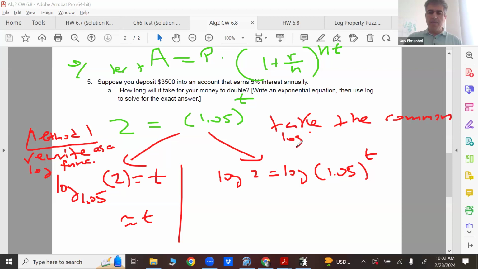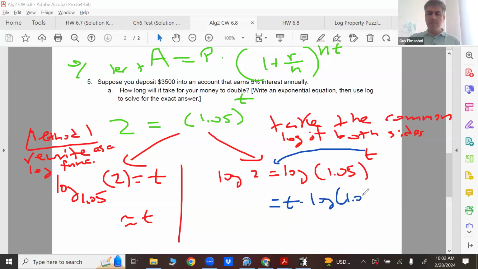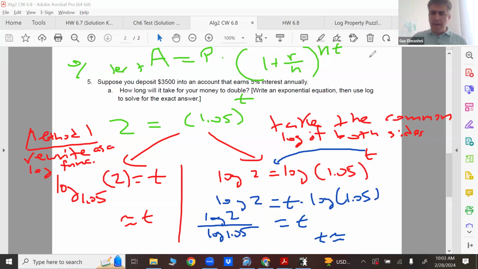take the common log of both sides. If you take the common log of both sides, what happens to the t now on the right side for my second method? What happens to t here, guys? Goes to the front totally. And then you divide both sides by log 1.05. Does it matter whether or not the t is in parentheses? No, no.